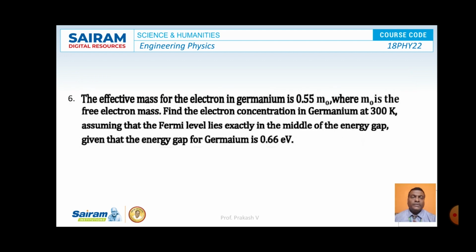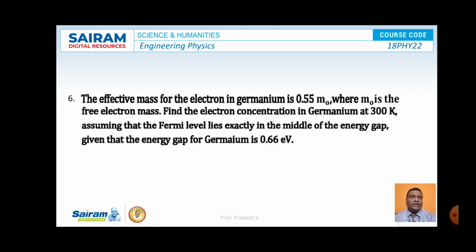Next, the effective mass for the electron in germanium is 0.55 m0, where m0 is the free electron mass. Find the electron concentration in germanium at 300 Kelvin, assuming the Fermi level lies exactly in between the energy gap, given the energy gap of germanium is 0.66 electron volts. So this is the problem.